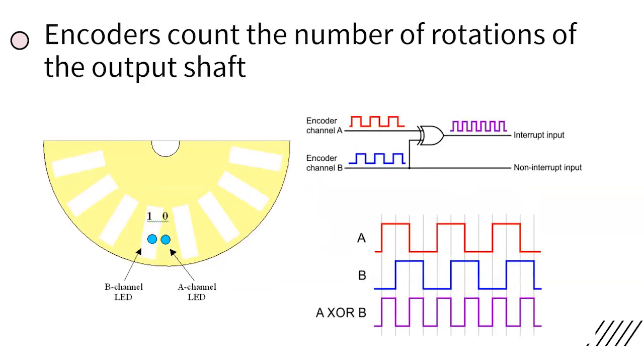So let's take a look at exactly what that looks like. Generally an encoder is going to have two pins that are doing this measurement. Why do we have two pins? Well, by having two pins, we're able to not only count the number of rotations, but also the direction of which way this thing is rotating. Let's take a look at this image on the left here.